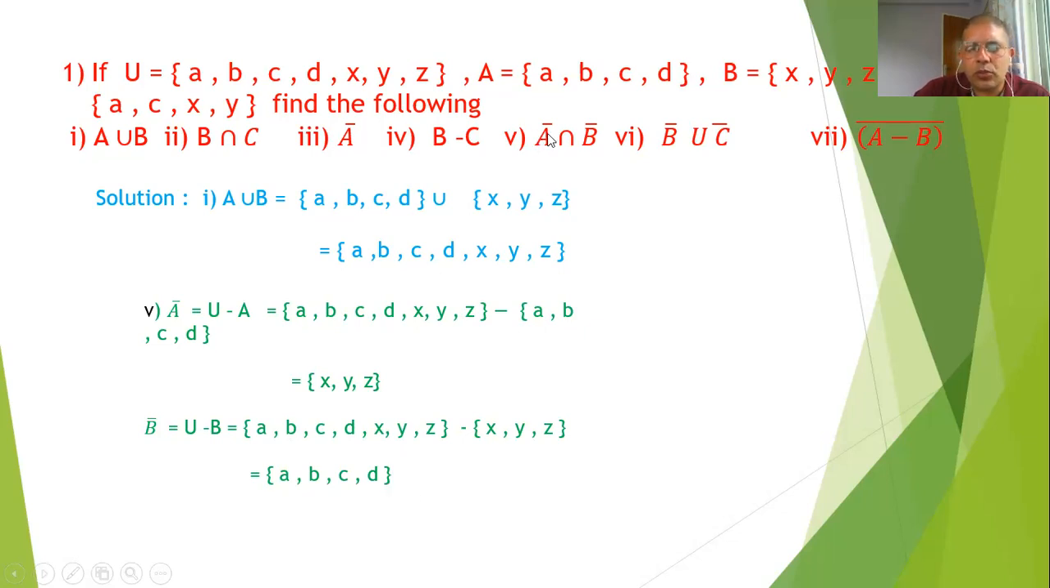Then we need to find the intersection of these two. A complement intersection B complement is equal to X, Y, Z intersection with A, B, C, D, but there is no common element, so it is the empty set. Like this, you can do all your questions. I think you can do all these questions.